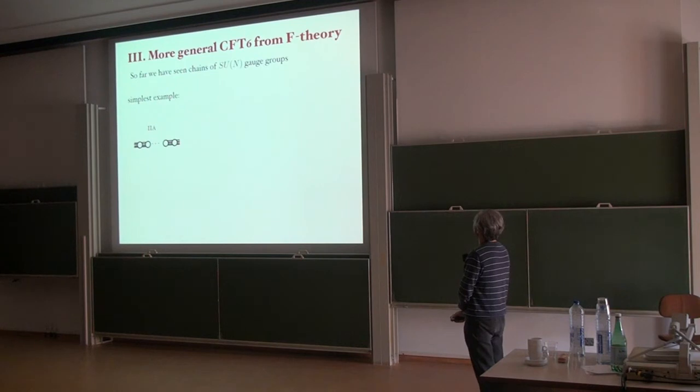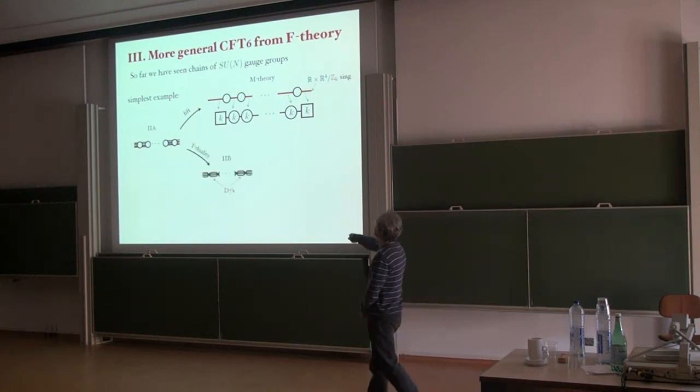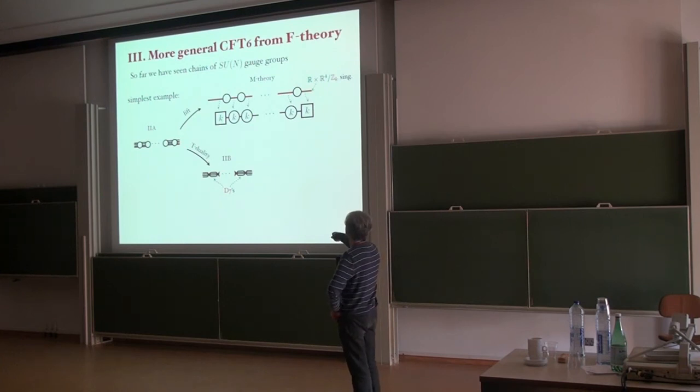So now we have this set of examples behind our belt, so we can start looking at more general theories. This was the simplest example in the case with U(N) gauge groups. If you lift it to M theory, the D6s become just some Z_k singularity, and the NS5s become M5s. And if you work it out, then you get exactly the same quiver that we had before.